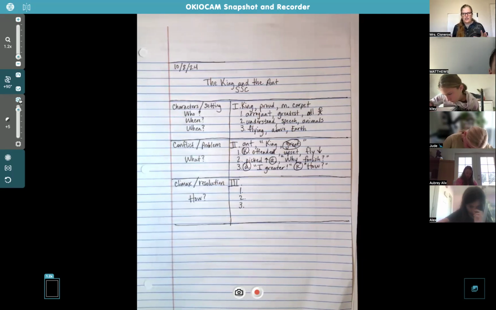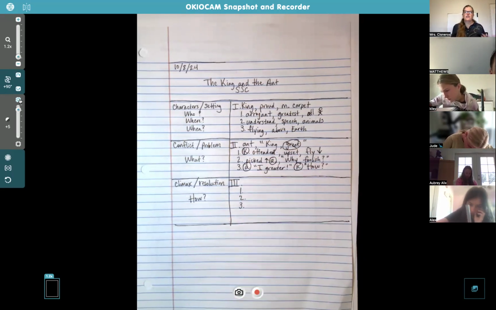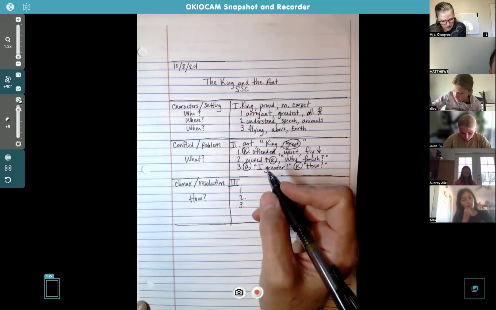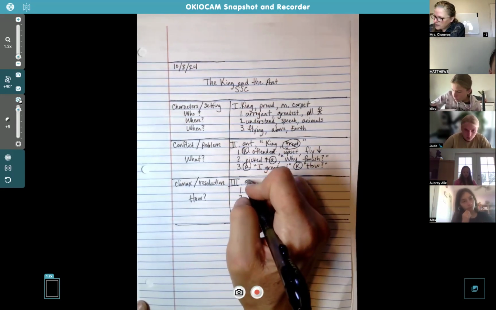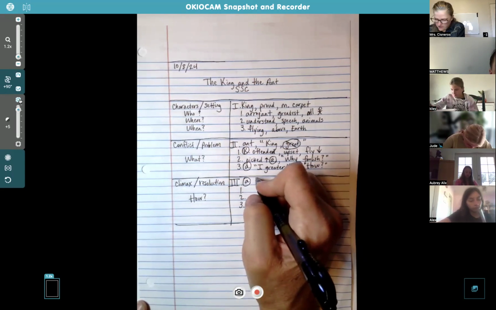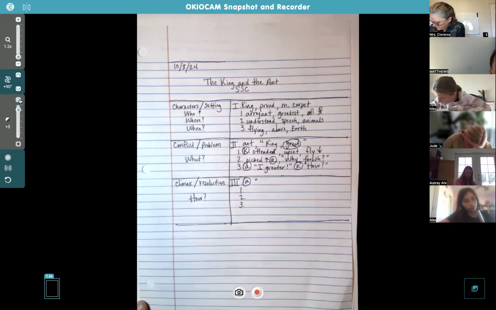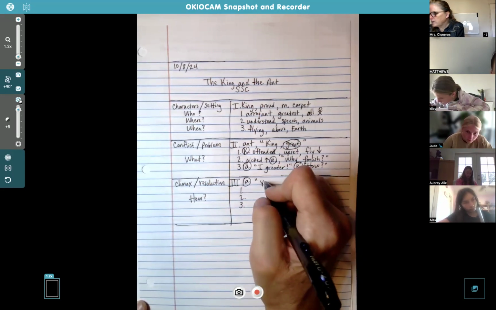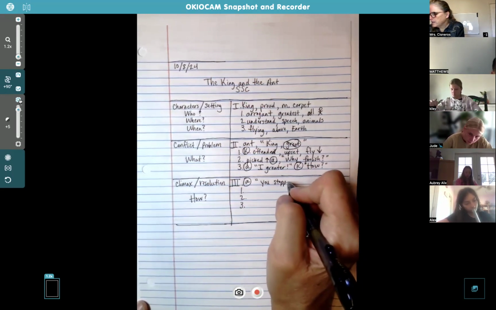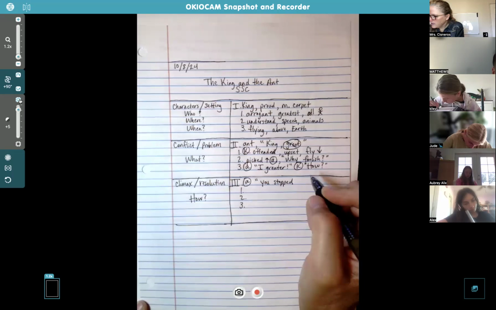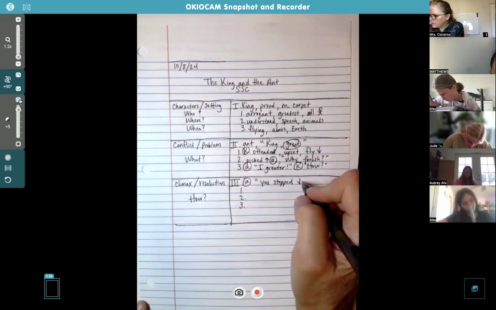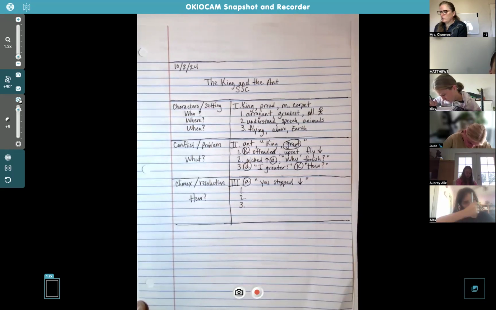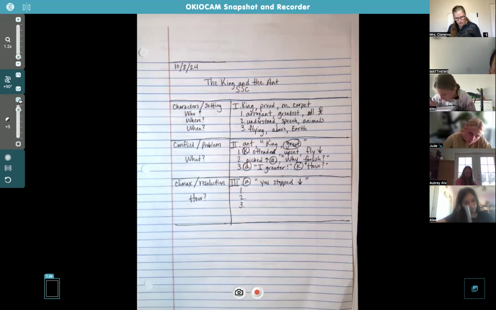This is where it's going to get a little tricky because we're resolving it, right? The problem is the ant thinks that he's greater than the king, and now he's explaining why. So it's kind of like wrapping up this story here. So the ant is explaining to the king, I'm just going to say, you stopped and came down, right? I'm just going to do a down arrow, even though it's only 2 words. You stopped and came down.